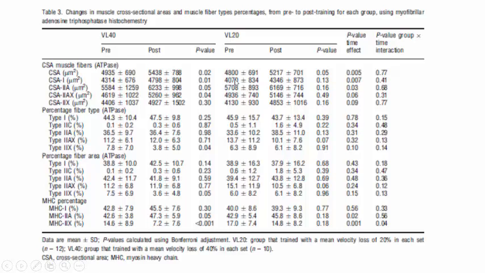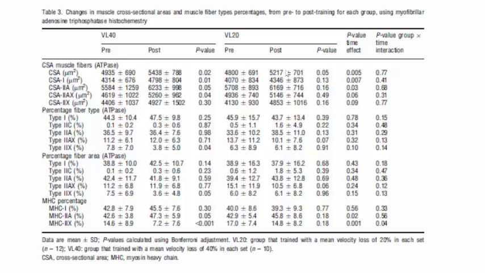So roughly a 513 improvement versus the velocity loss 20. They went from 4,800 to 5,217. Well, that's 417. So we see that the velocity loss 40 is definitely more effective for hypertrophy, if we're just looking at it from a gross type.